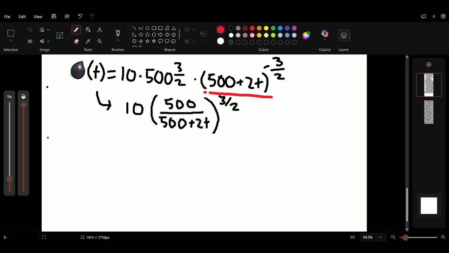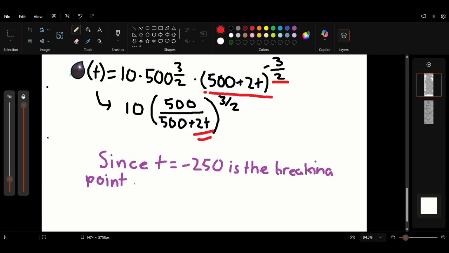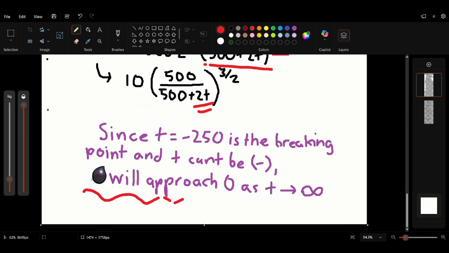Now, if we rearrange the formula slightly by sending this (500 plus 2t) to the denominator because it has a negative exponent, we are going to be able to take 10 times (500 over 500 plus 2t), all to the power of 3 over 2. That is a lot simpler and a lot easier to calculate. But something crucial you guys have to know here is that since t would have to be negative 250 to break the equation, and t can't be negative, this means that Superfent will approach 0 as t approaches infinity, but it never will actually disappear. Huh, that kind of sounds like something the CIA would do.